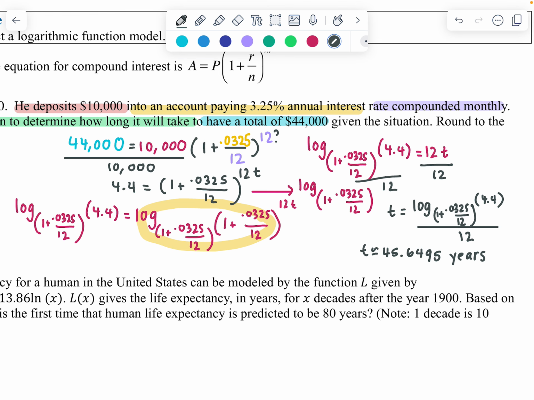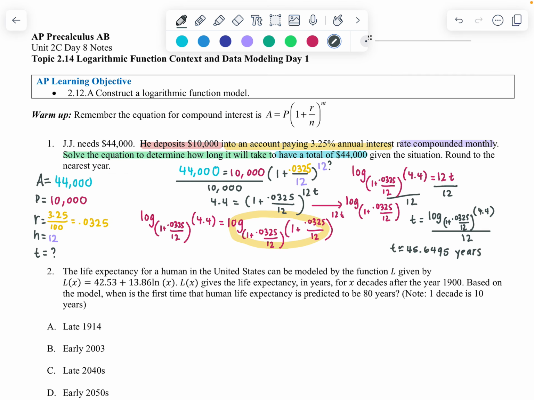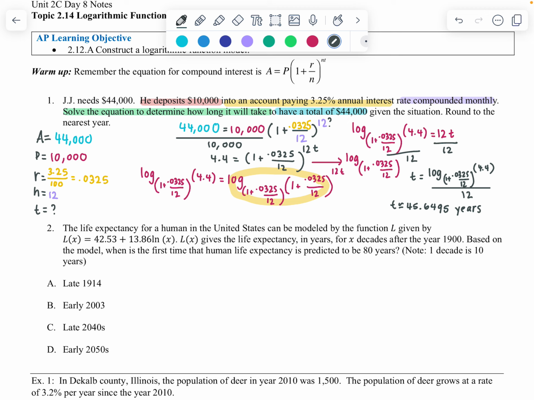All right, now let's look at our next question. So go ahead, pause the video, take a second to read it. All right, so this says that L of x gives the life expectancy in years for x decades after 1900. So x is the number of decades since 1900.